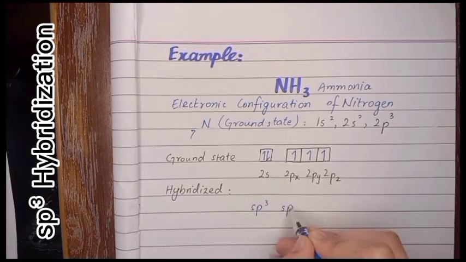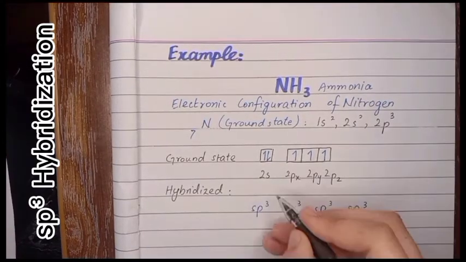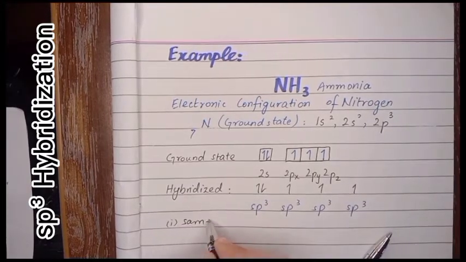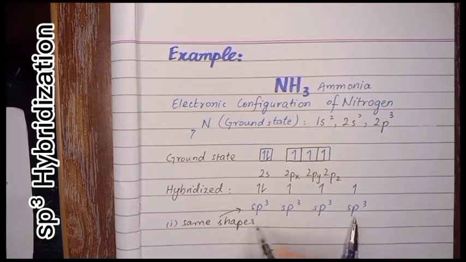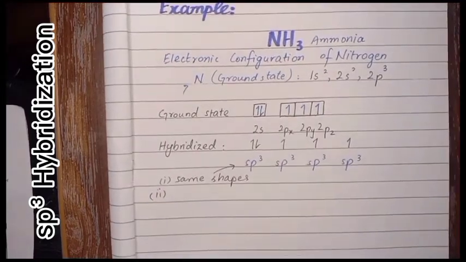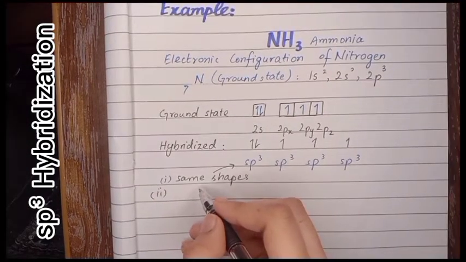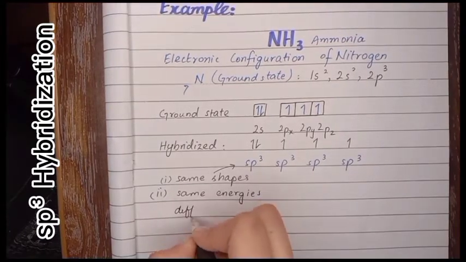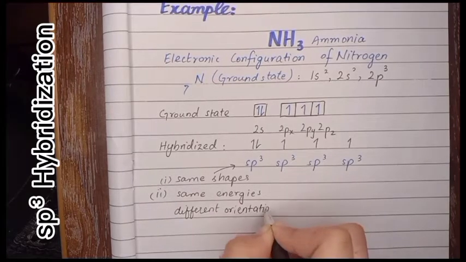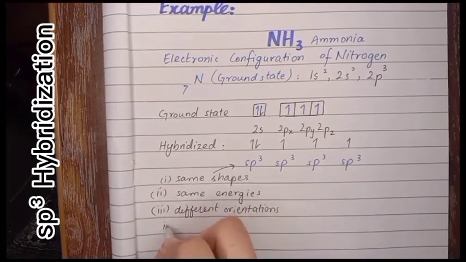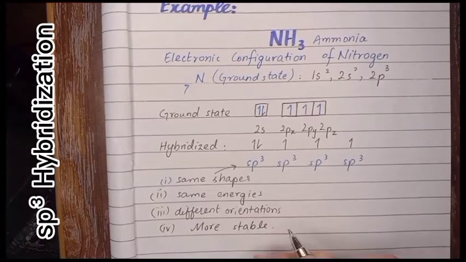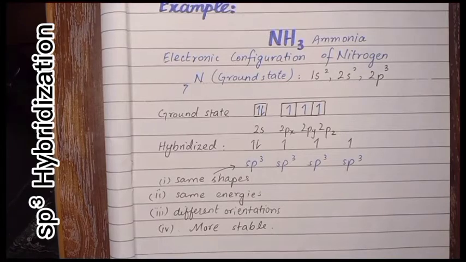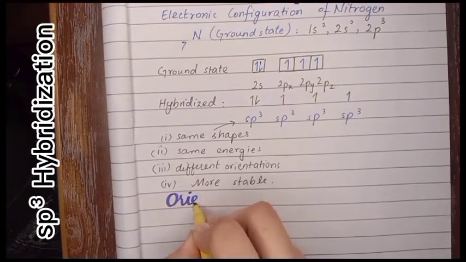The 2s orbital will combine with 3 p orbitals, which are named 2px, 2py, and 2pz, and they will combine to become hybridized orbitals named sp3. These 4 orbitals will have the same shapes and same energies, but the orientations will be different, and the orientation will be such that the stability of the molecule is maximum. Now, taking a look at the orientation, I'll explain what orientation means.